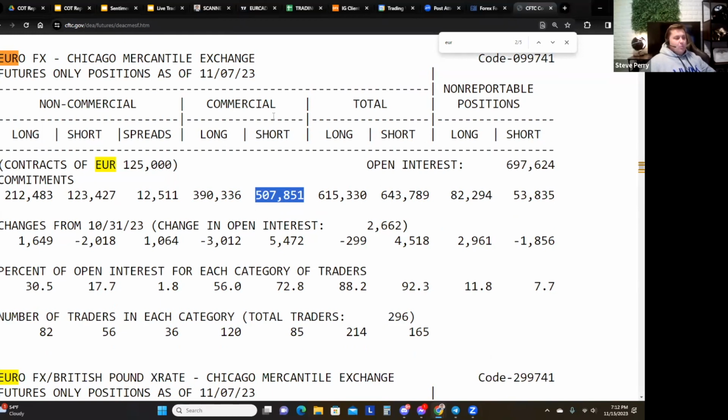And as far as commercial goes, there's 390,000 longs versus the non-commercial side, which is what everybody uses with their COT reports. It's 123,000 shorts and 212,000 long. So again, my question is, which is the bigger market? Commercial is. And no one talks about this.